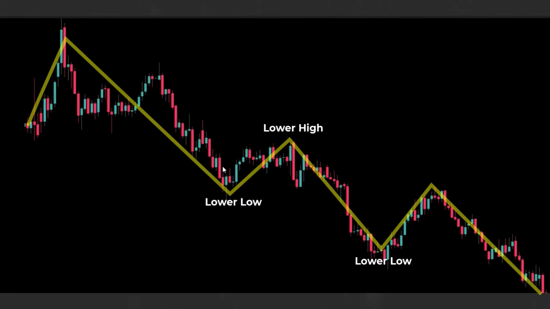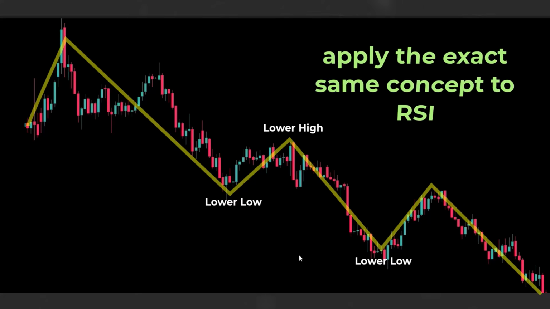But here's the part almost nobody talks about. Most traders only apply this idea to price. Very few traders realize they can apply the exact same concept to RSI, and once you start reading market structure inside the RSI, momentum becomes much easier to understand.